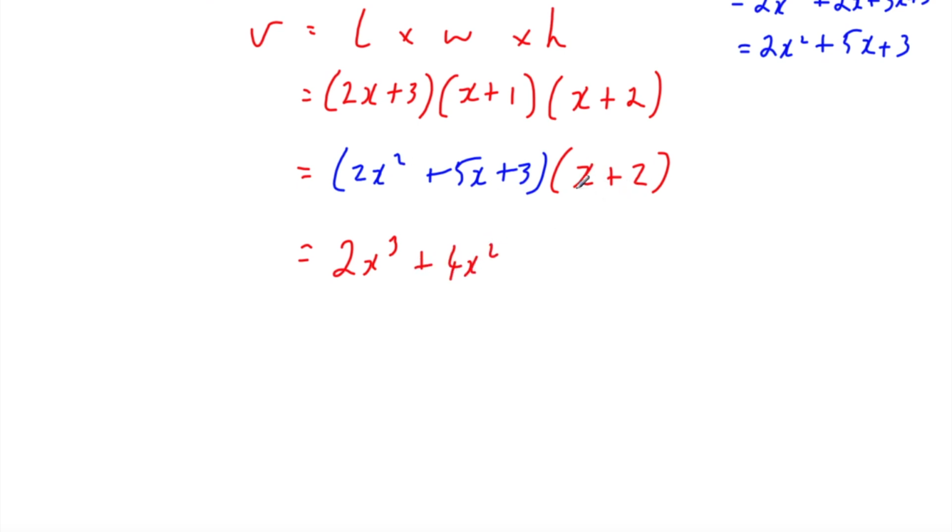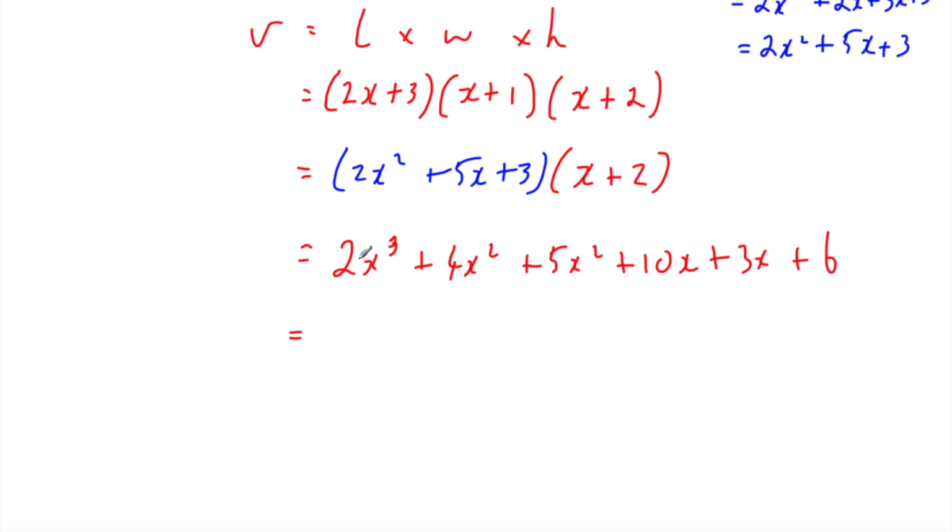So we've multiplied both of these terms by 2x squared. Now let's multiply both of these terms by 5x. So 5x times x would be plus 5x squared. And then 5x times 2 would be plus 10x. And then finally, 3 times x would be plus 3x. And 3 times 2 would be plus 6. So that's it, we've expanded those brackets. Now finally we just need to simplify.